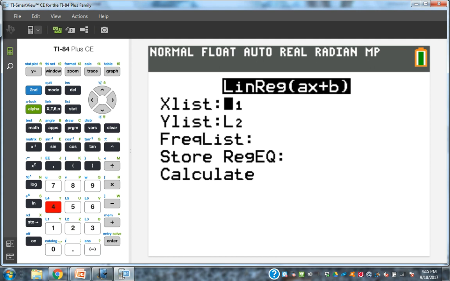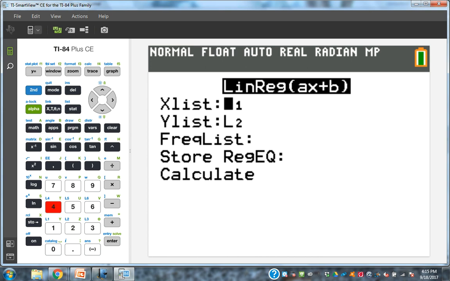And if you're using an 84 Plus with the latest operating system, it's going to ask you, where's your X list? Where's your Y list? If you had a frequency list, you won't have that in here. A frequency list would be a third column in that ordered pair, and it would tell you how many times each ordered pair showed up. We don't have that here, so leave that blank.